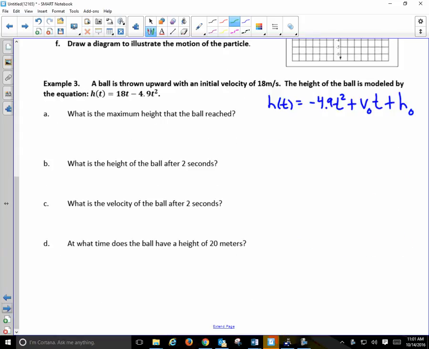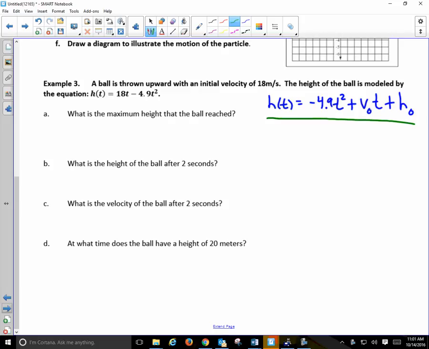A ball is thrown upward with an initial velocity of 18 meters per second. The height of the ball is modeled by the equation h(t) = 18t - 4.9t², where height is measured in meters and time is measured in seconds. Now, as you look at it, just a physics note for you.